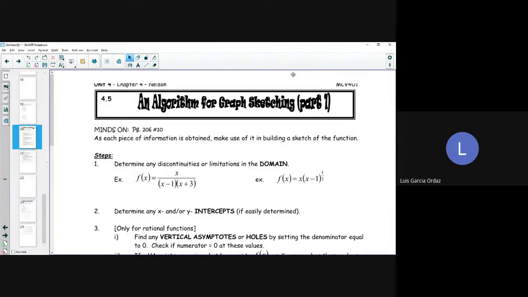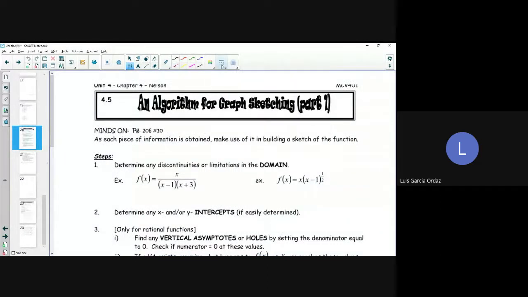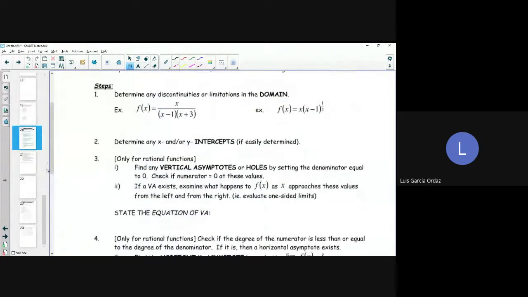So the steps for graphing a polynomial function using derivatives are as follows. The first step is to determine any discontinuities or limitations in the domain. For example, if I have a rational function, my denominator can never be 0. If I have a root function, my root can never be negative.